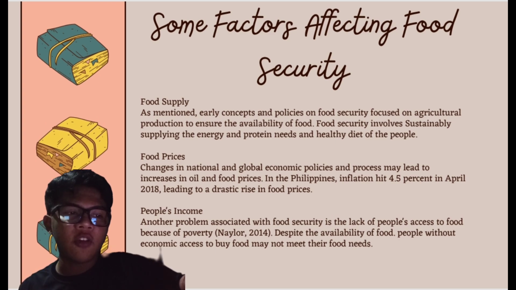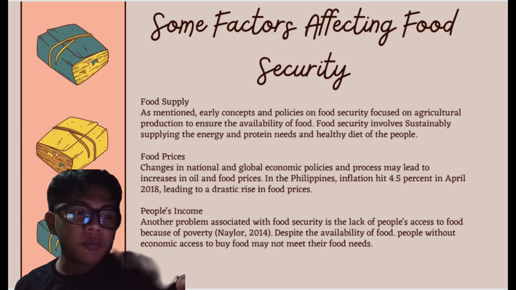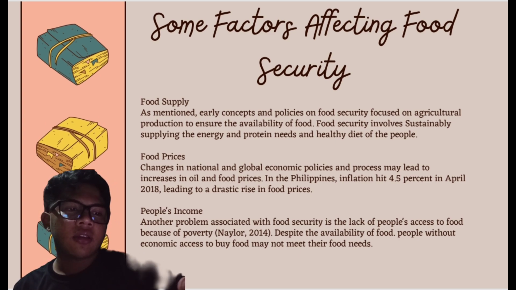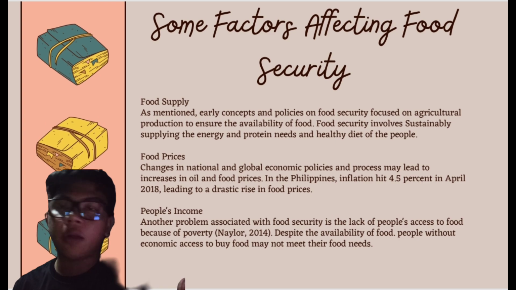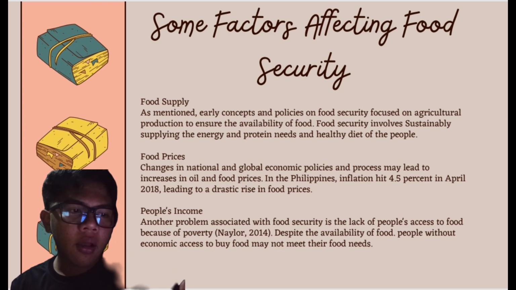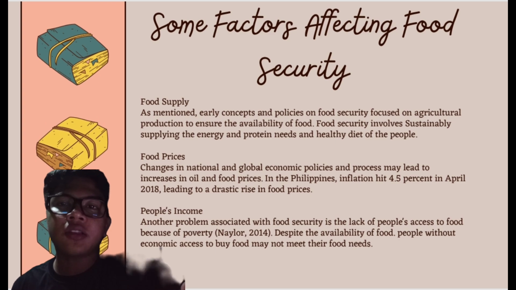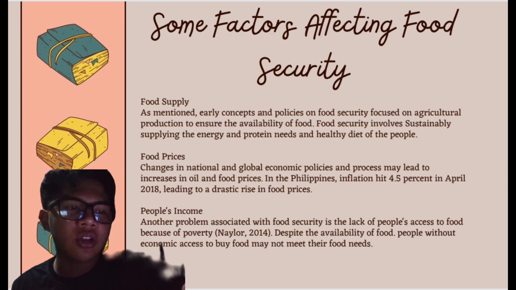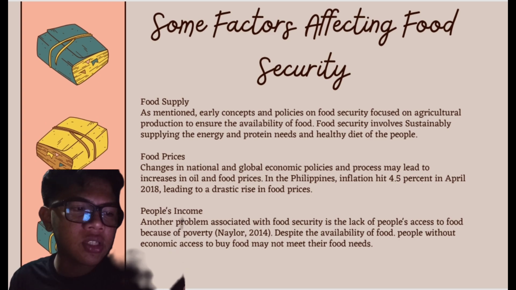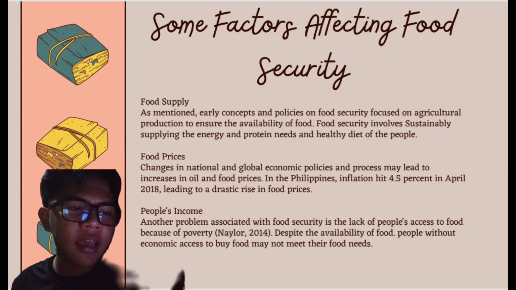There are factors that affect food security. The first one is food supply. As mentioned, early concepts and policies on food security focus mostly on agricultural production. To ensure availability, food security involves sustainably supplying the energy and protein needs and a healthy diet of the people.